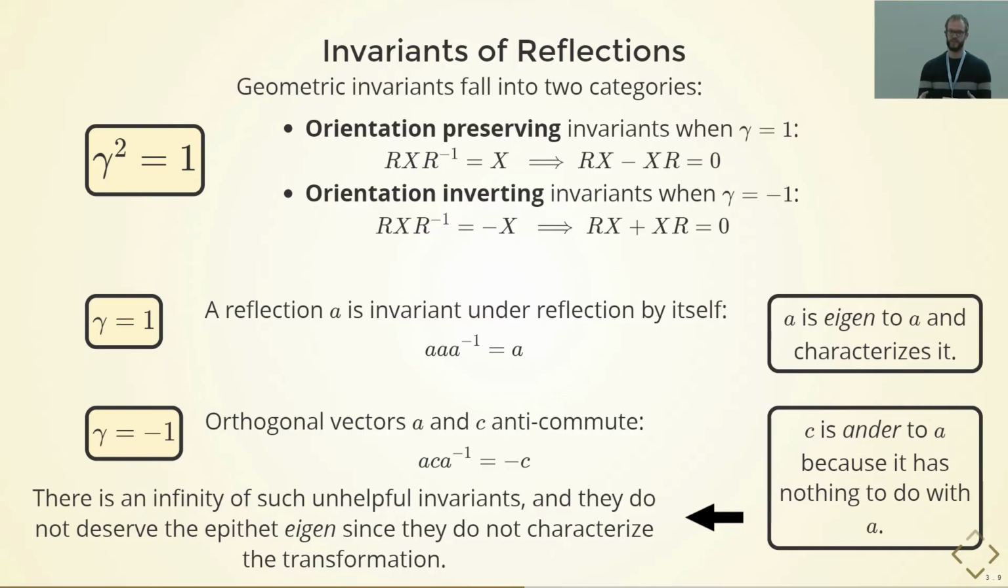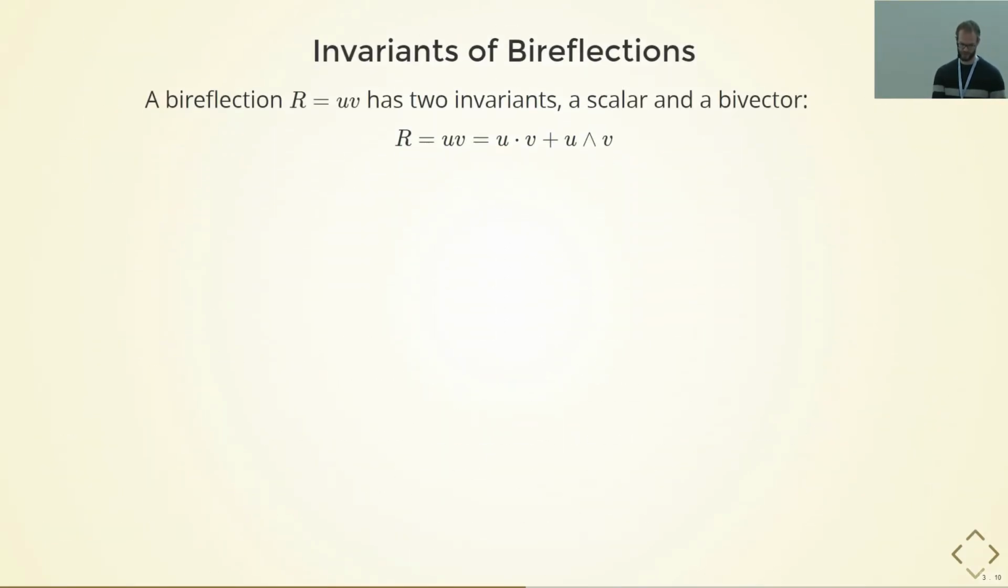And the reason that we needed a new term for this is because there's an infinity of such unhelpful invariants if you go for the dimension-independent mindset. And because there's an infinity of them and they don't help you characterize the transformation, they don't deserve to be called eigen. Eigen means you characterize the transformation.